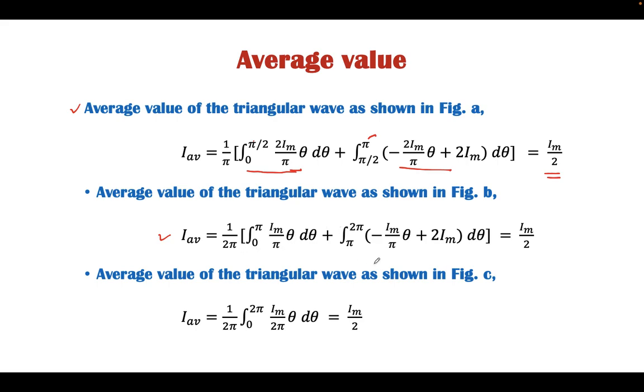In case of the second waveform, putting the value of i(t) from 0 to pi and then pi to 2 pi, and integrating this whole function gives the average value as Im by pi. Whereas when considering the third waveform, we have only a single function which varies from 0 to 2 pi. Integrating this function from 0 to 2 pi, the average value will be Im by 2 only.